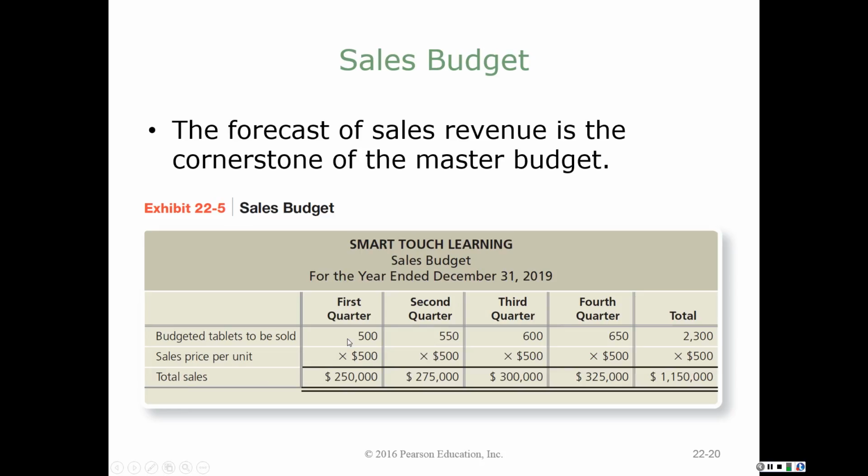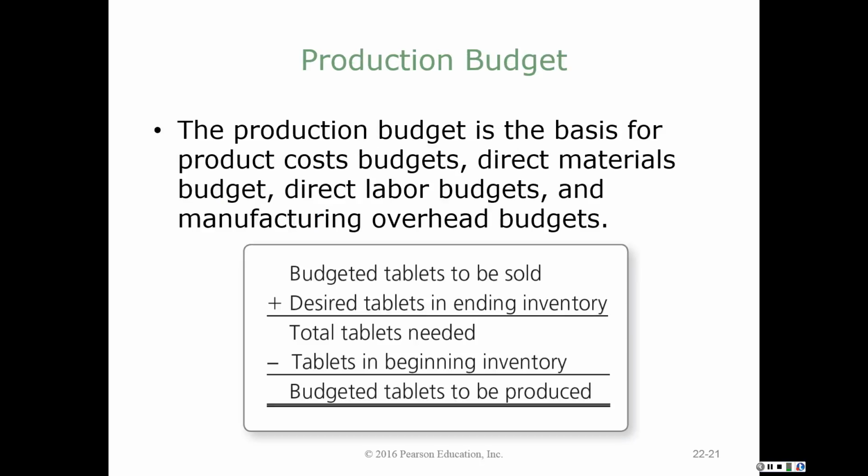Estimate the number of units you think you're going to sell. What is your estimated sales price? And this generates our total sales. And in the end, these total sales will end up on our budgeted income statement. Right, once we know the number of items that we're going to sell, we will generate a production budget. Okay, and the production is not always the same amount as what we're going to sell. So for example, we start here with the budgeted tablets that we think we're going to sell in order to come up with the budgeted tablets that we need to produce. Okay, sold and produced here are two different numbers.